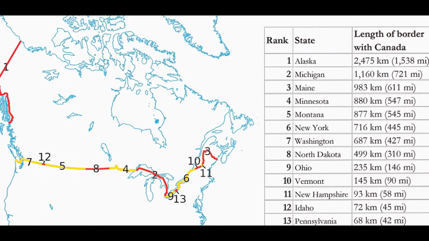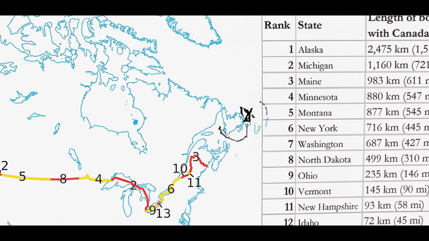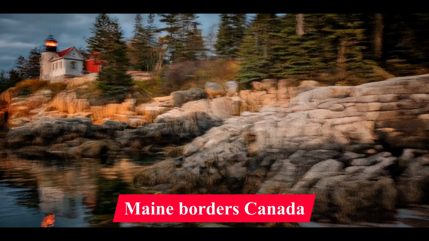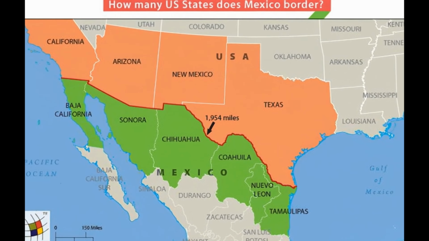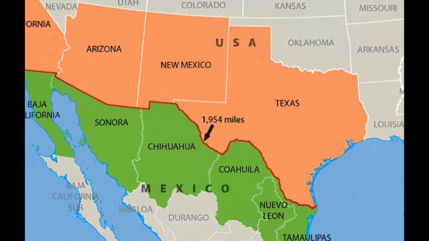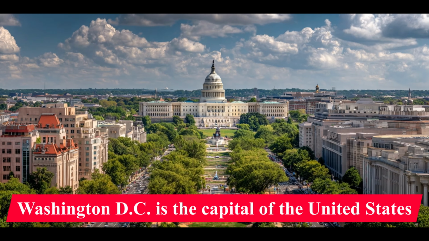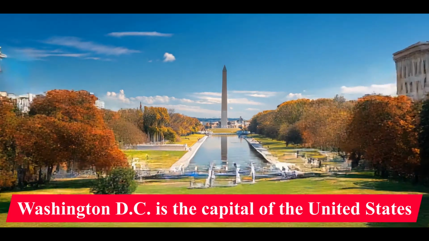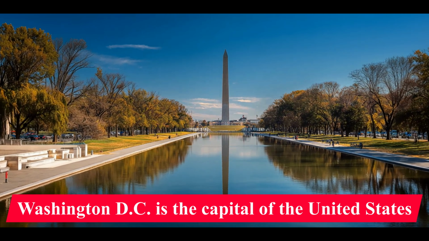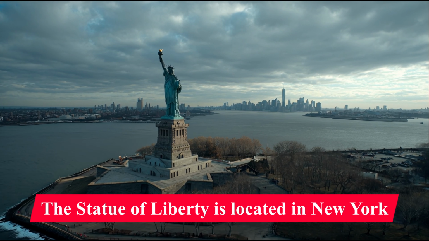13 states border Canada. Maine is one of them. And 4 states border Mexico. California is one. The capital of the country is Washington, D.C. In New York, you will find the Statue of Liberty.